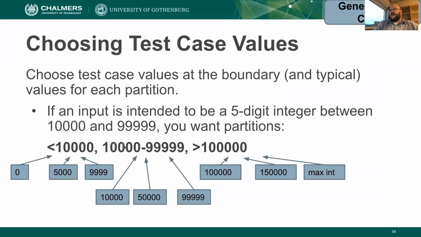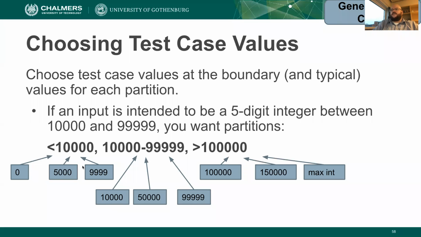So again, we have this 5-digit number that's intended to be a postal code. And we want to try things in the typical range, maybe 50,000, but we also want to try exactly 10,000 and exactly 99,999, the exact corners of these ranges. Because if you have an off by 1 error in there, this should be accepted, but maybe it'll be rejected. Same here at 10,000, maybe it'll be rejected, but it should be acceptable, right? And so you want to try it out.